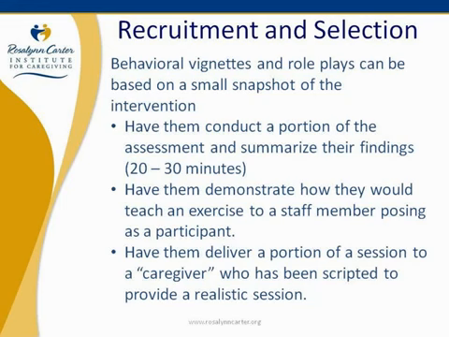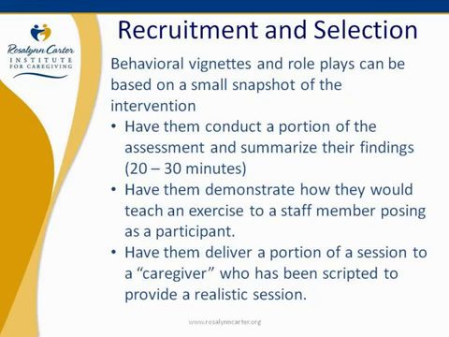We also, with A Matter of Balance, these people will be teaching a class. You could have them demonstrate how they would teach an exercise to a staff member posing as a participant. So just like I said, take a snapshot of what you expect them to do in the intervention. It doesn't have to be long and drawn out, but it'll give you an idea of how comfortable they are. And again, one of the most critical things is that they can take your feedback and adjust their behavior accordingly.